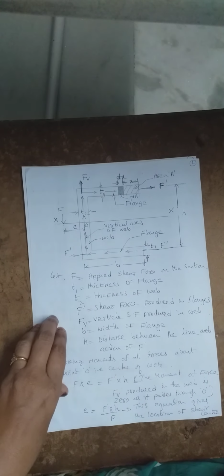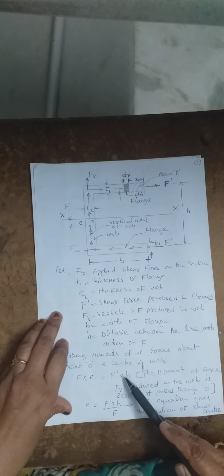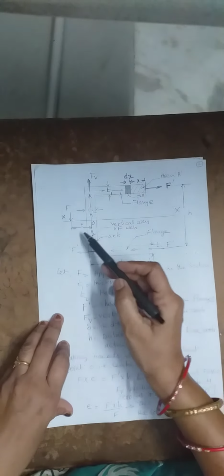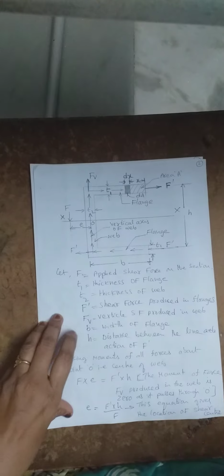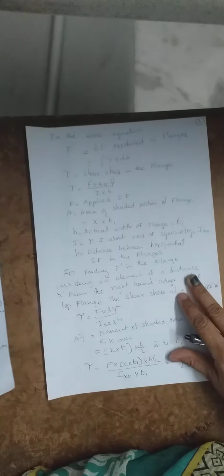Actually FA also we have to include, but the moment of this vertical force acting upward, produced in the web, is 0 because it is passing through the centroid, or the center, of this web. So now F into E is equal to F dash into H. So E is equal to F dash into H by F. This equation gives E, the location of the shear center.